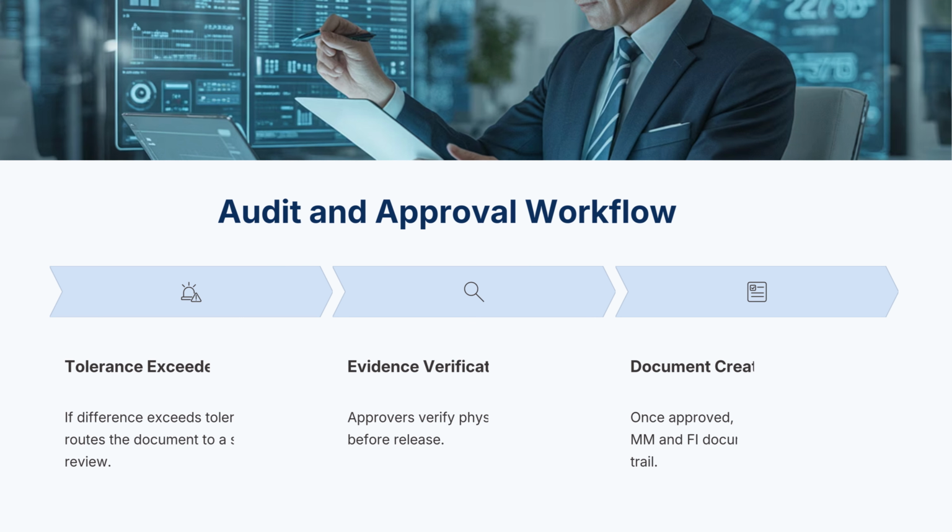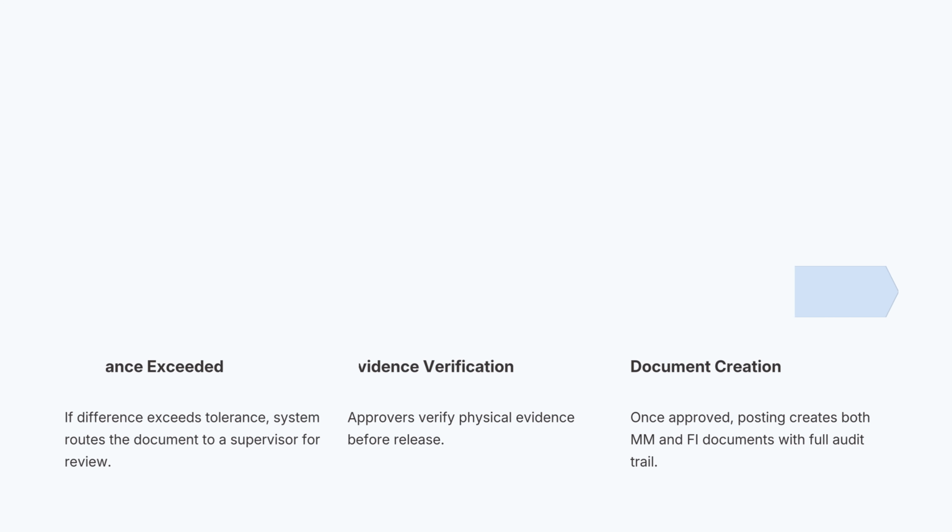Audit and approval workflow. If a difference exceeds the defined tolerance, SAP automatically blocks it for review. Supervisors can check supporting evidence, verify reason codes, and then approve the posting. Once approved, the system releases the document for update, ensuring audit readiness with a complete digital trace.